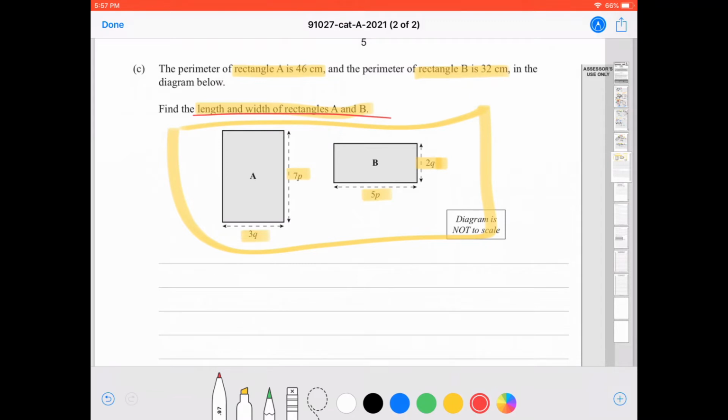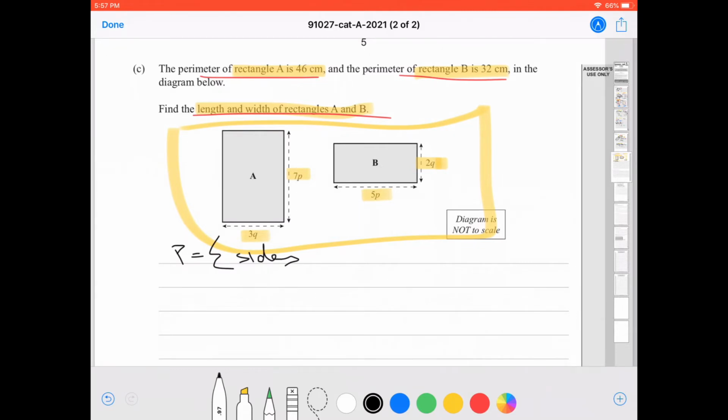And so we can assume that's in like integers, not using variables or anything. So we have to first use this information for the perimeters. Perimeter of rectangle A is 46. Perimeter of rectangle B is 32. So we can say perimeter is, let's write it again, perimeter is the sum of the sides.